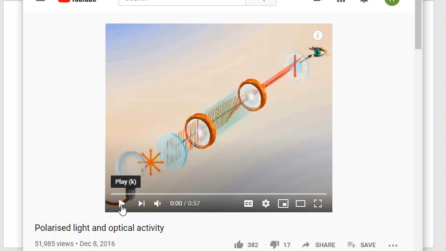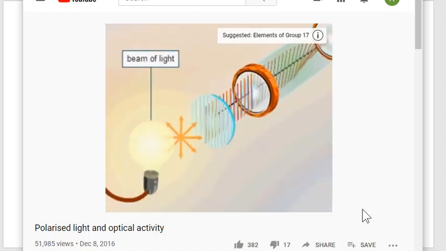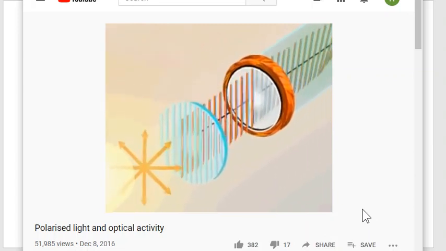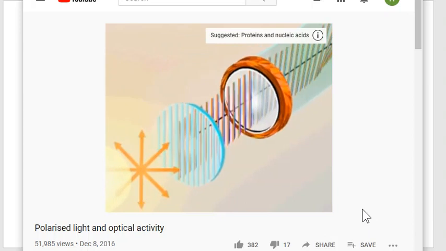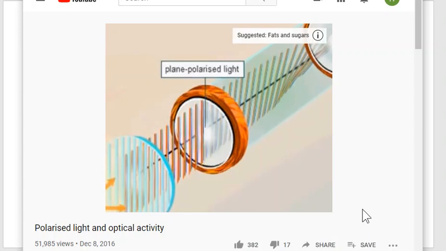Here's one. A beam of light is composed of electromagnetic waves that vibrate in all possible directions perpendicular to its path. Certain materials, such as plastic Polaroid film, have the property of absorbing all the waves except one that vibrates in a particular plane. Light that consists of waves vibrating in only one plane is referred to as plane polarized.